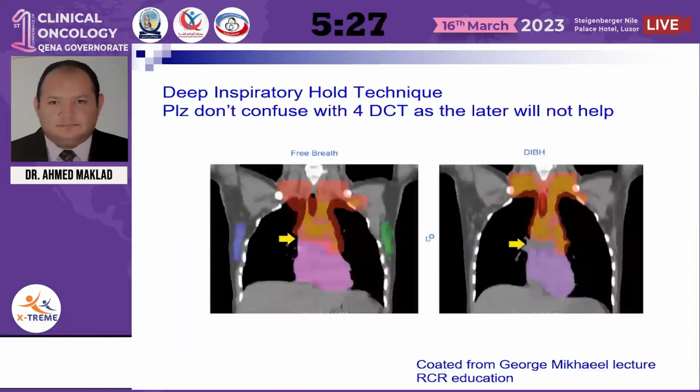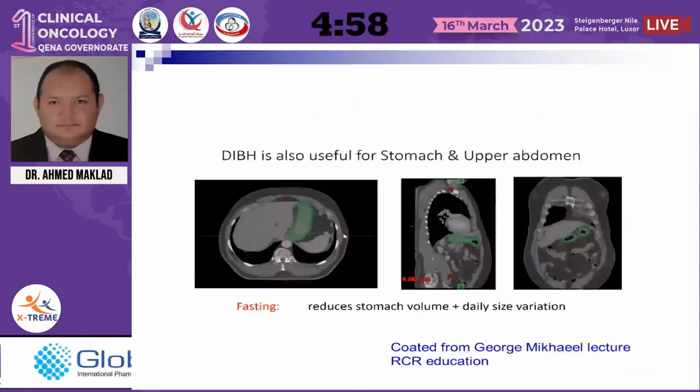And again, don't forget to use the breath hold technique for the superior mediastinum. Don't confuse between 4DCT and breath hold. The 4DCT will not help in this one; it will just give you the exact margin to give the radiotherapy. But breath hold will help to displace the heart down, so it allows you to put a margin for your volume with a big decrease in the heart doses. And it can also help for superior, like gastric or upper GI tumors.